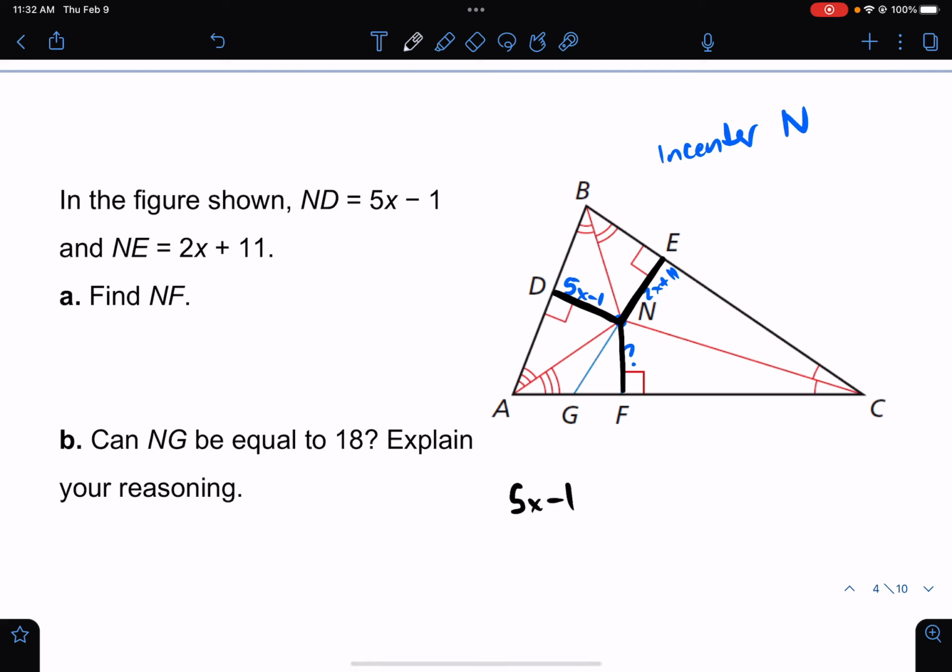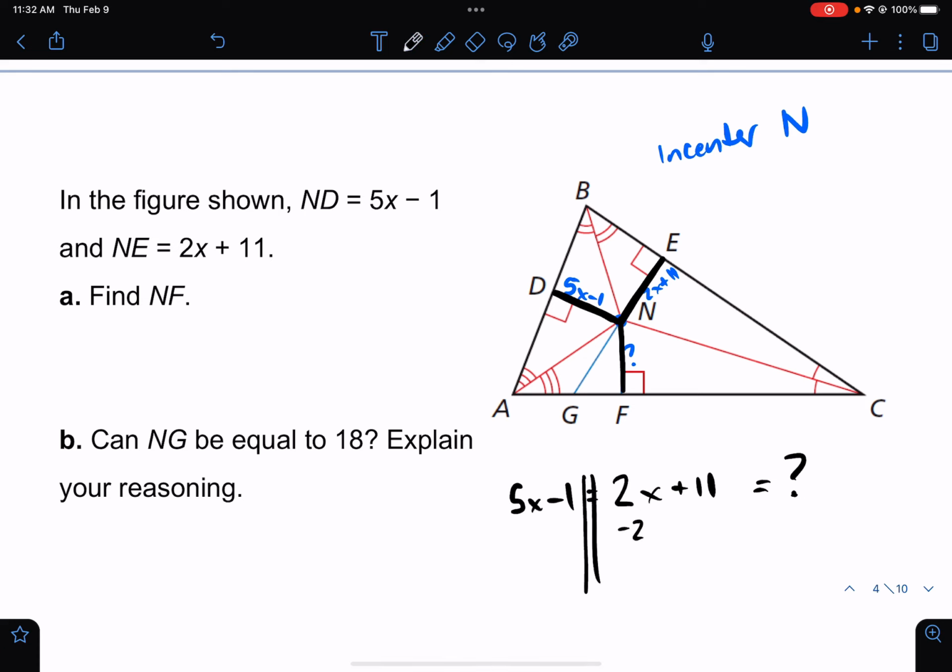5x minus 1 is equal to 2x plus 11. And those are both equal to my question mark, right? The one that I'm looking for. So I'm going to go ahead and use this information to figure out, first of all, what x is, because then I can figure out the length of my side over there. So I'm going to do some railroad track stuff.